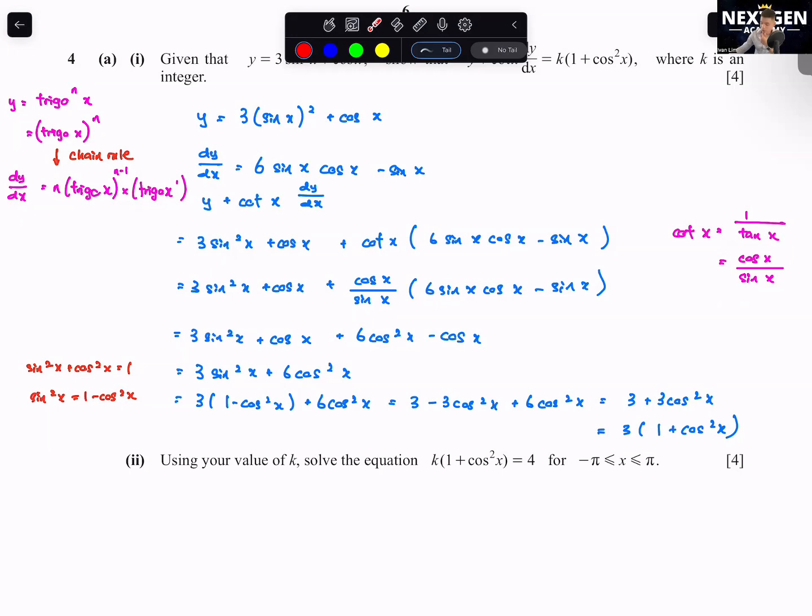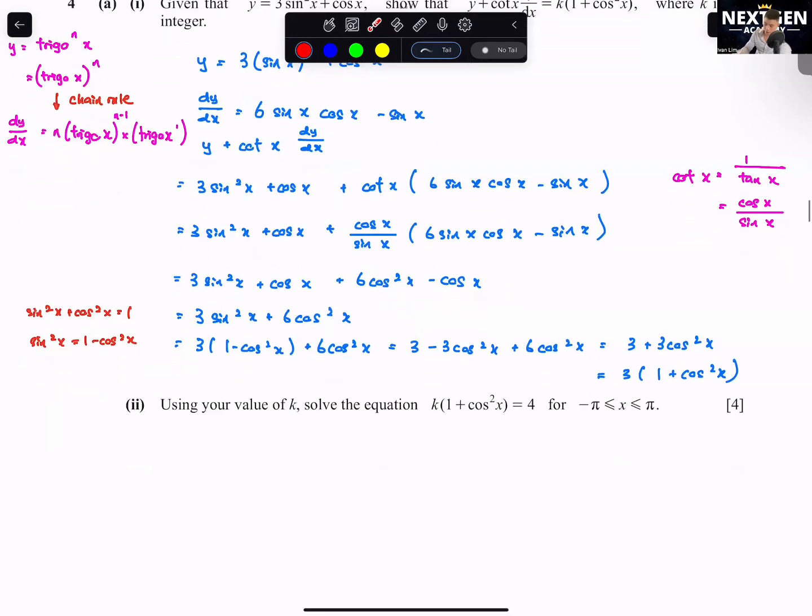Okay, let's go to number 2. Use your value of k, solve the equation k bracket 1 plus cos square x equals to 4. Okay, this is another 4 marks. So we already got our k here. So we will solve with 3 bracket 1 plus cos square x equals to 4. Okay, let's solve for this one here.